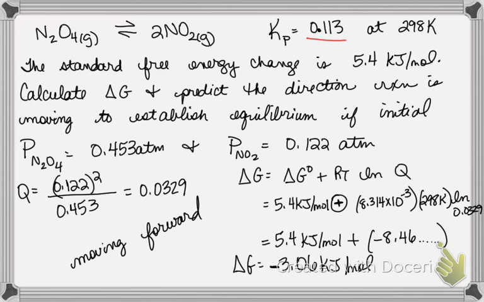We could have also compared the Q to the equilibrium constant. Right? And since the equilibrium constant's larger, we also know that the reaction is moving forward. But both of those just confirm each other. We can also use the delta G to determine the equilibrium constant.